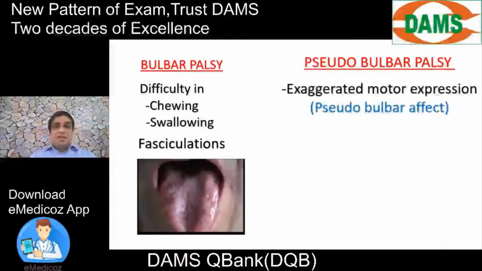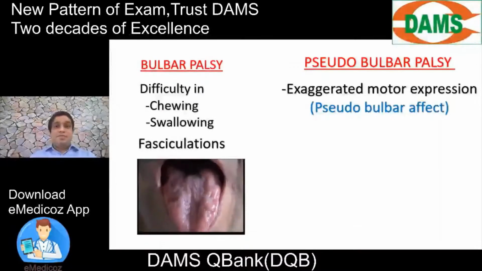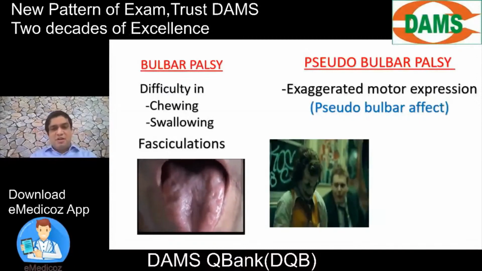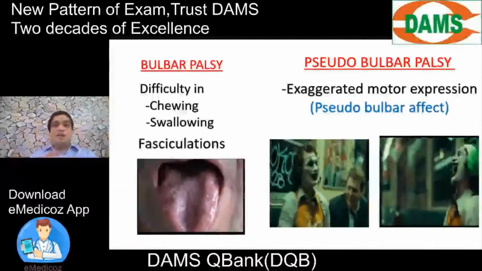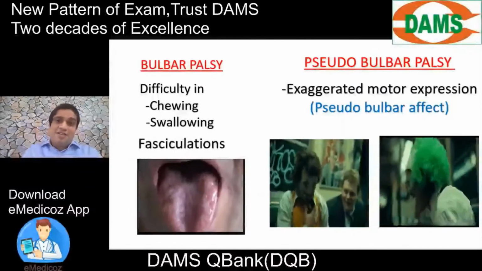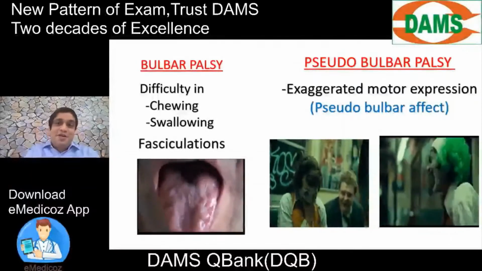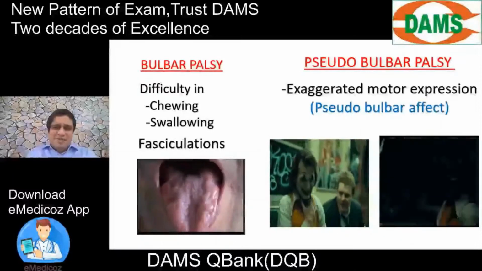Pseudobulbar palsy has one other interesting event, exaggerated motor expression of the emotions, which is also known as the pseudobulbar effect. That means whenever the person is feeling very sad, they will just keep on crying a lot. Or if the person is feeling very happy, he's going to laugh out loud. So a joker would be the perfect example of a pseudobulbar effect, which is also known as a labile effect. The mood keeps on changing very frequently in them.